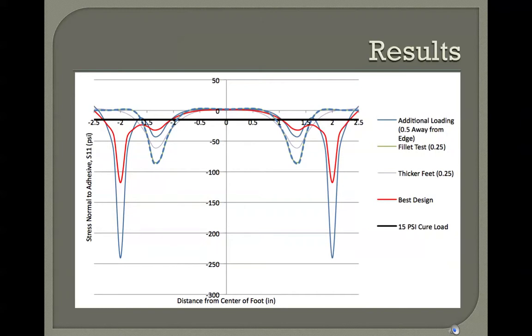The additional parameter investigated was increasing the thickness of the feet from 0.125 inches to 0.25 inches. The results showed that the maximum stress was decreased to 60 psi from a baseline of 85.2, and also the minimum cure load met areas were slightly increased as shown in the figure. Lastly, it was also observed that the baseline original loading test, which is shown in the graph with a dotted line, had a very small portion of the adhesive actually feeling the minimum cure load required, which is not so good.